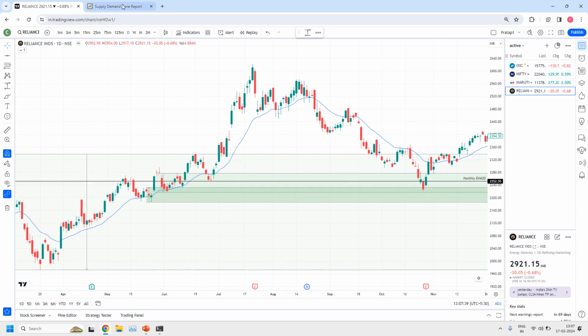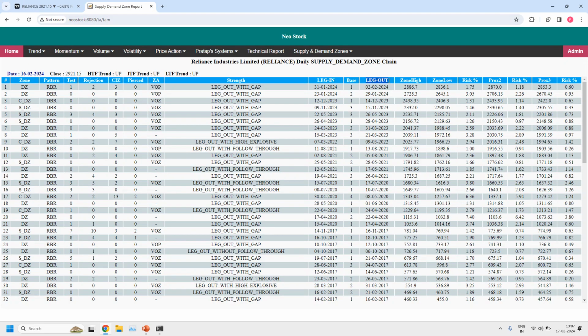26th May 23. Let us check. In the column, there is a column leg out. 26th May, any leg out is there? Yes. Look into this zone. 22 May, we have a leg in. After that, we have 3 base candles, and after that, 26th May, we have a leg out.